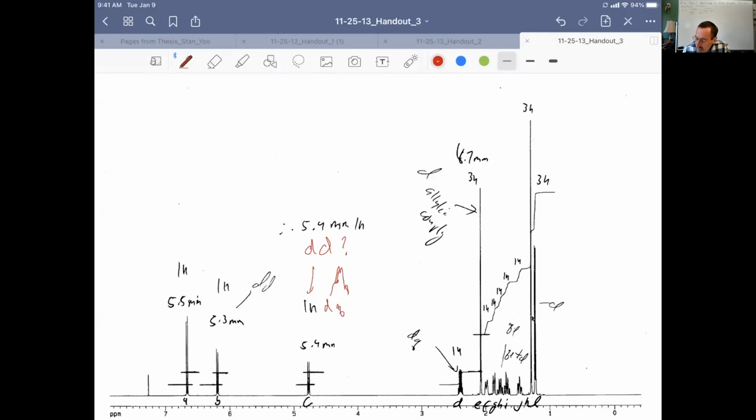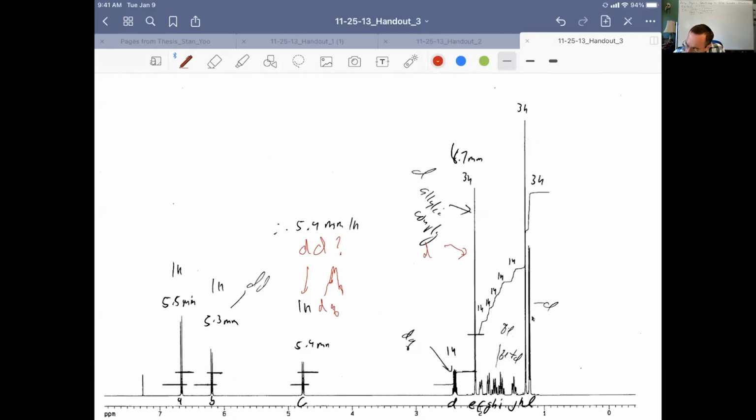We've got this very nice doublet of quartets over here at 2.4 parts per million. This methyl peak is really interesting. It's 3 hydrogens. It's at about 2.1 ppm, 2.07 ppm. It's a doublet, and you can see it's a doublet with a J equals 1.2 hertz. So that's not any methyl group that's next to a CH. That's some sort of allylic coupling. That's some sort of allylic methyl.